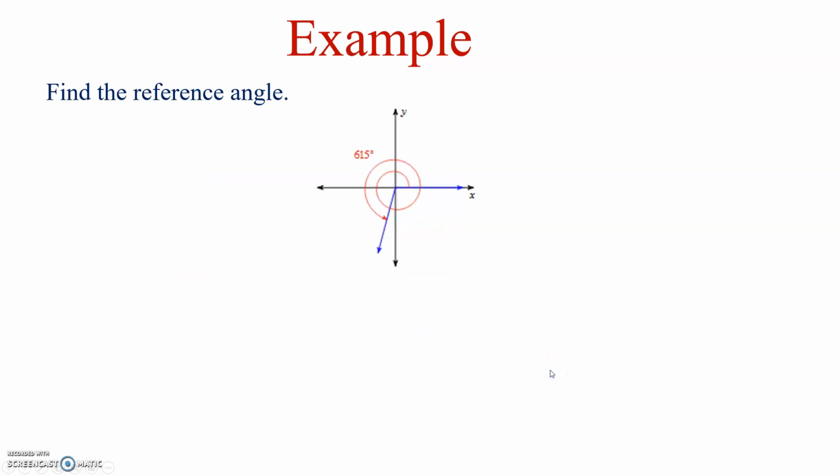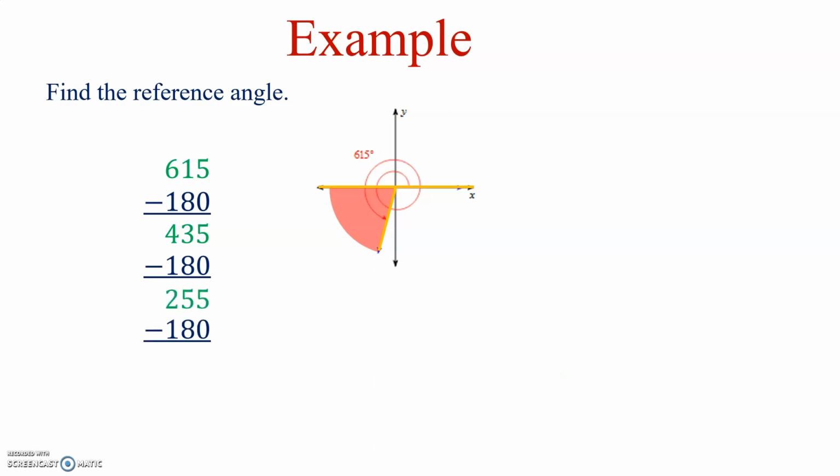Next problem. 615 degrees. There's our terminal side and x-axis, so there's the portion we're focused on. So 615, and we start subtracting 180 until we get to the value we're looking for. Eventually we get to 75. And that looks to be about a 75-degree angle. It's kind of large. 75 degrees is the reference angle.